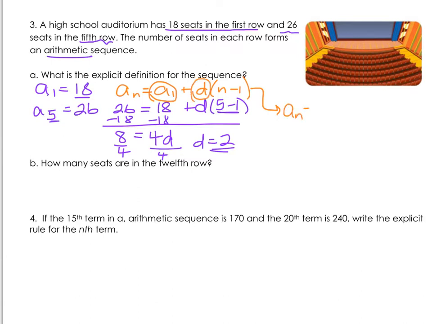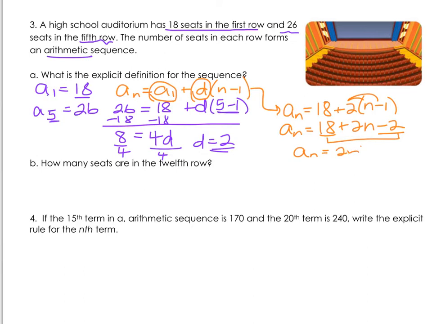In any row, the number of seats can be found by 18 plus 2 times n minus 1. Let's simplify this formula by eliminating the parentheses and combining like terms. 18 minus 2 is 16. That means a sub n would be 2n plus 16. n is the row you're in, and this formula determines how many seats there are in that row.